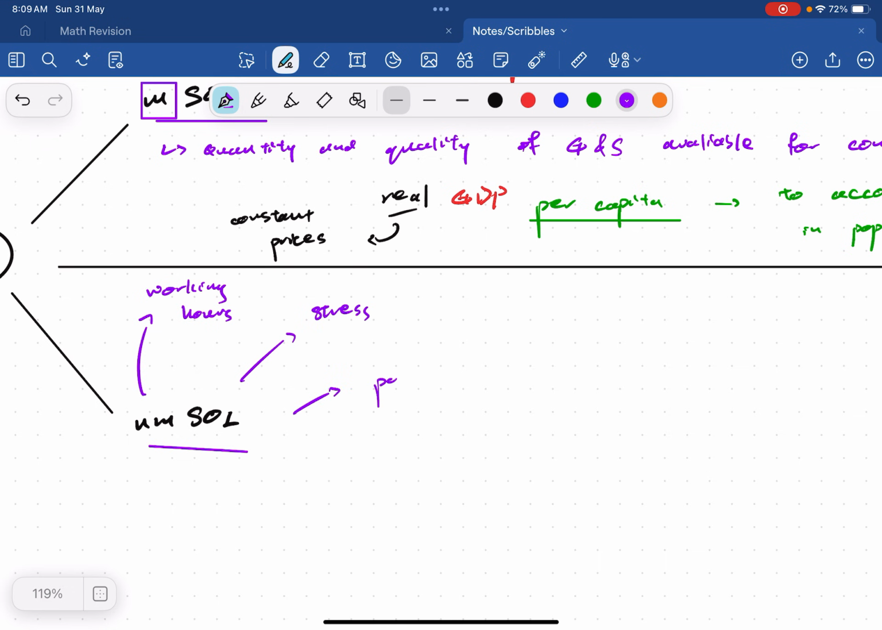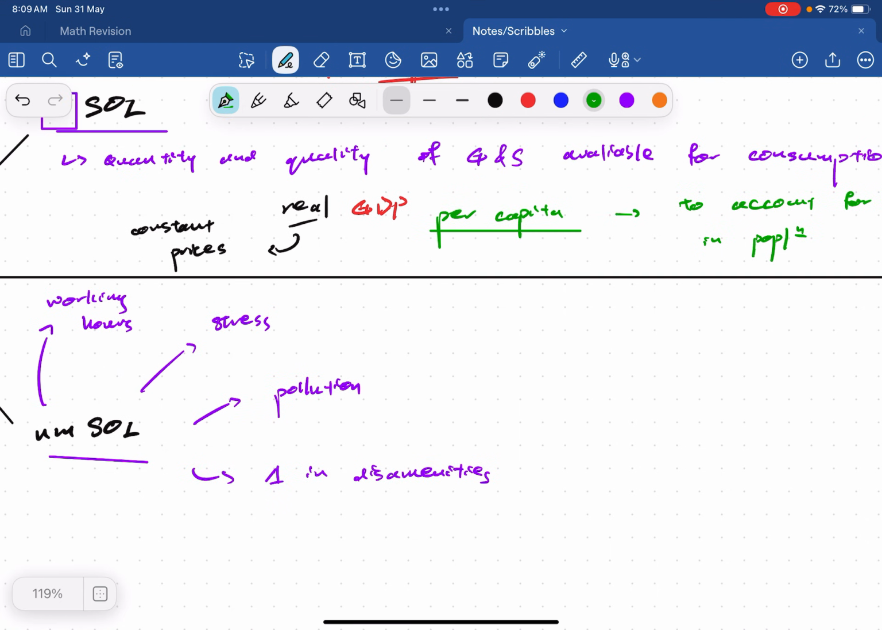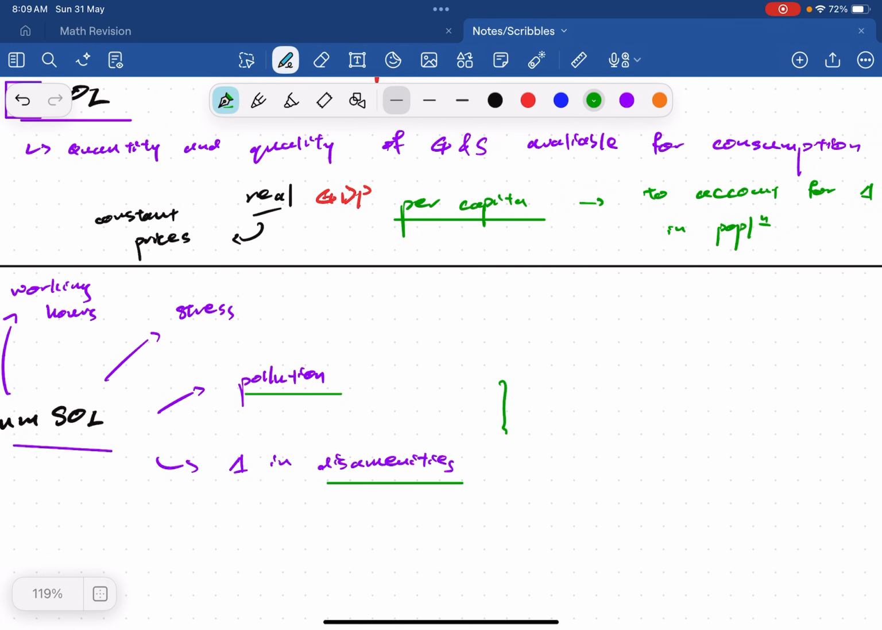pollution level, or you can also talk about things like, actually this and the other one are linked, about changes in what we call disamenities in this topic on SOL. But actually, this concept you've encountered before already. Remember, you've talked about negative externalities? Disamenities is basically another way to talk about negative externalities in the economy. So you need to have examples.